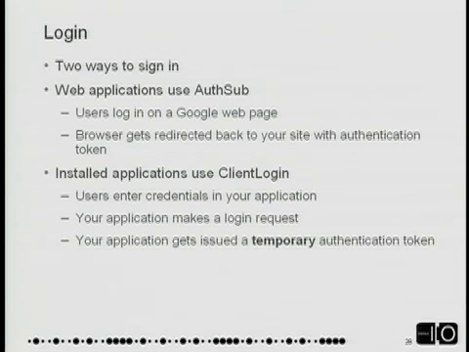If you have an installed application, a PC app or a native Mac app, where you don't necessarily have a browser UI that you can use, we do have client login. And in this case, the user will put their name and password directly into your app. You'll make a request, and you're going to get back, in this case, a temporary authentication token. We prefer web apps to use Auth. It's a more secure scenario for the user because they know that their credentials go directly to Google or to YouTube rather than through some third party. So that's what we're going to focus on for this talk.